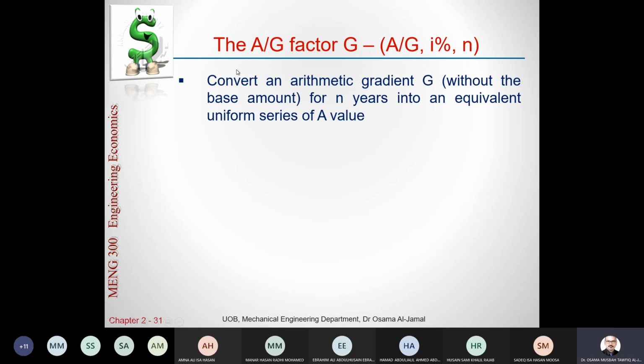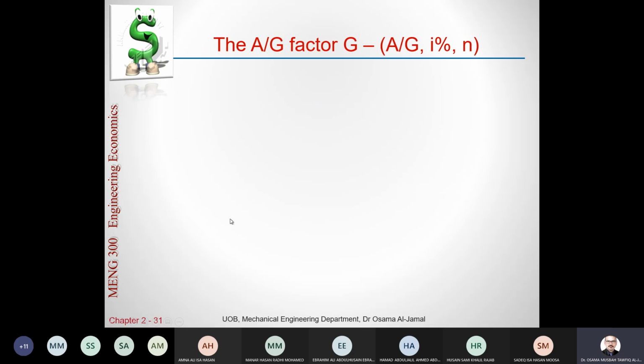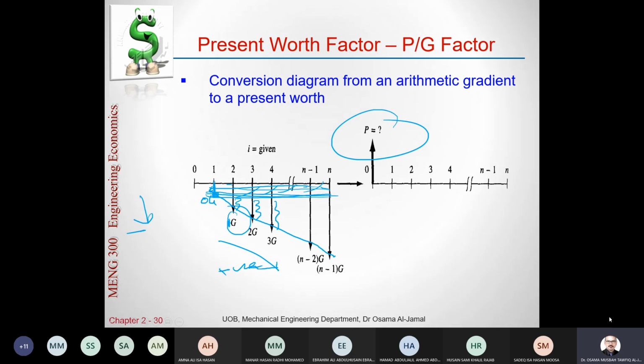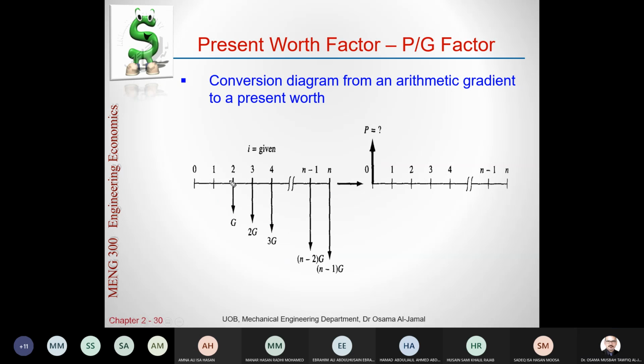Same thing if you want to convert that gradient, and instead of finding a P, convert it into an annuity. What to do with it? The same thing. For P, we get it two to the left of the first gradient. What about if we want to convert into annuity? That annuity will not be from year 2, no, it will be from year 1.